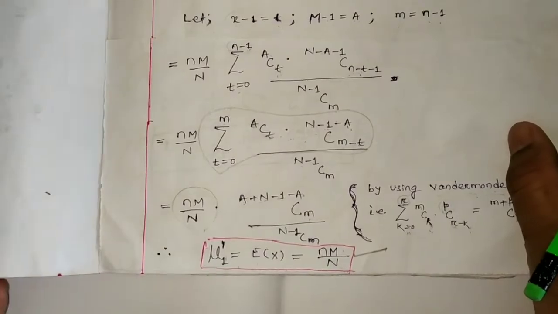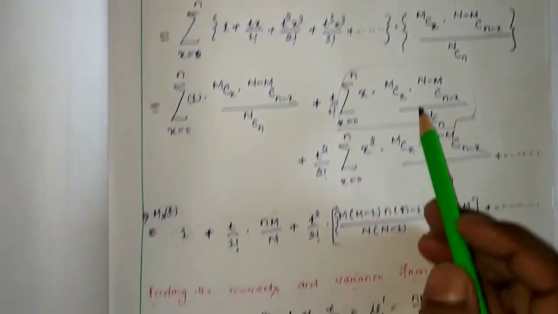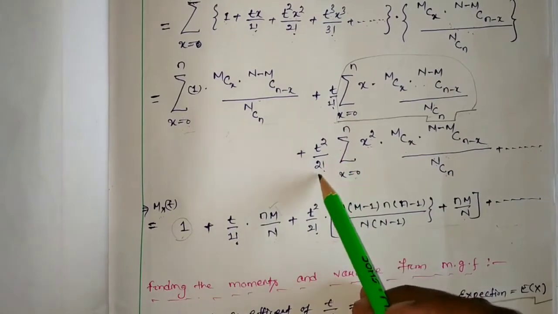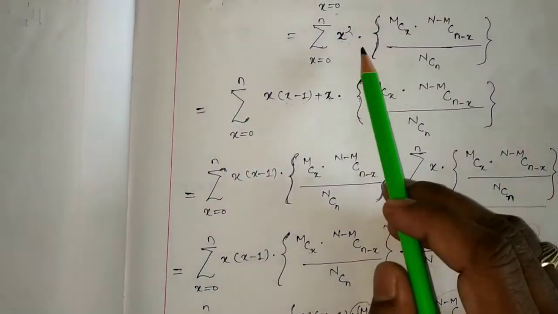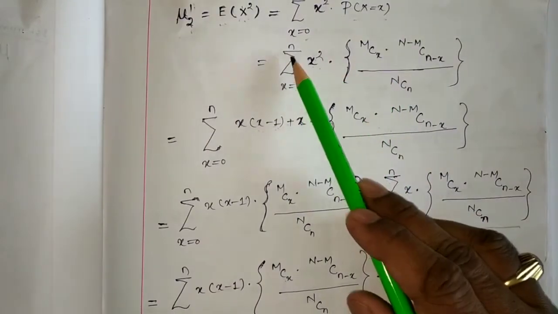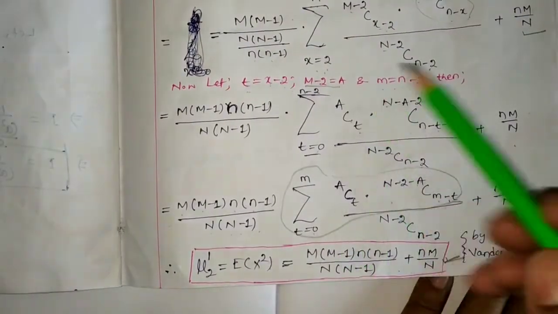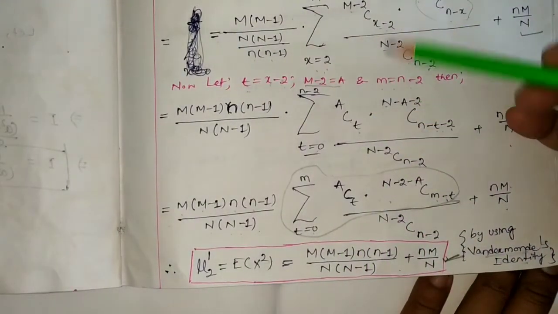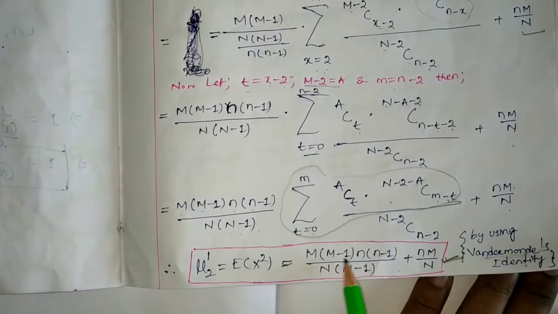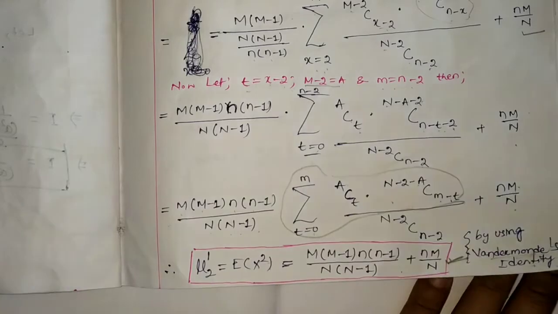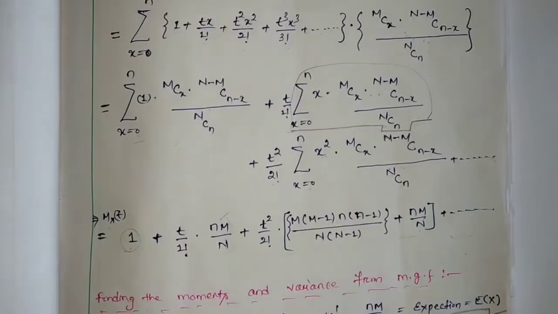Already we have evaluated this, so directly I have substituted nm by n. Then t square by 2 factorial, and this much value we also evaluated in a previous lecture, that is x square summation over 0 to n. We found the same by using Vandermonde's identity, and by considering the different notations at the time of derivation, we found m into m minus 1 into n minus 1, n into n minus 1 plus nm by n. Already we found that value, and here I substituted it, and so on.